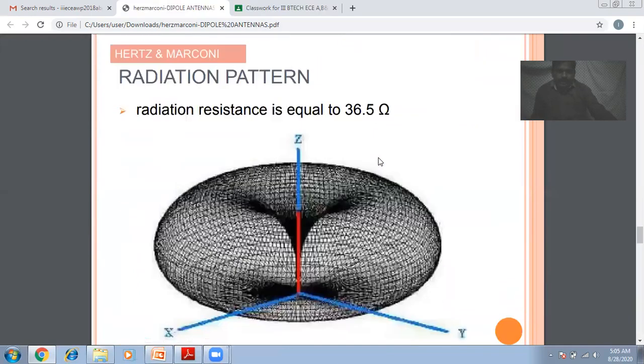This is the radiation pattern, and let us see here. The radiation is half that of the dipole antenna. Therefore, radiation resistance is also half that of the dipole antenna. Therefore, 73 by 2 ohms is equal to 36.5 ohms.